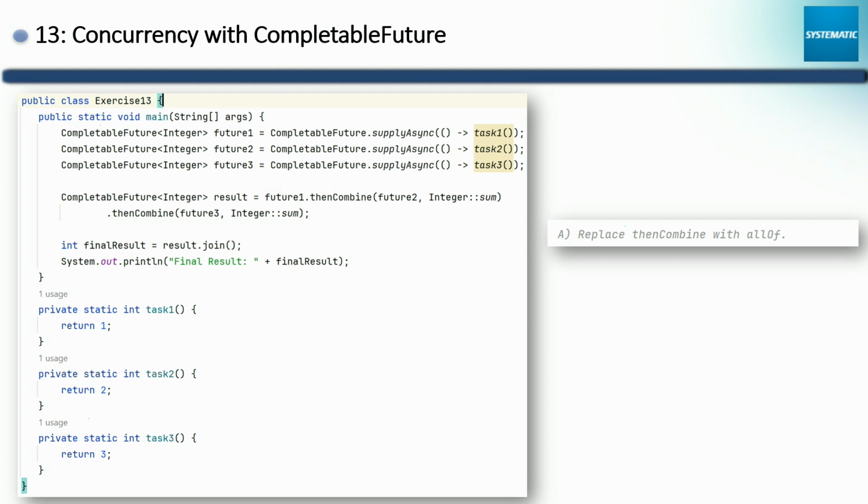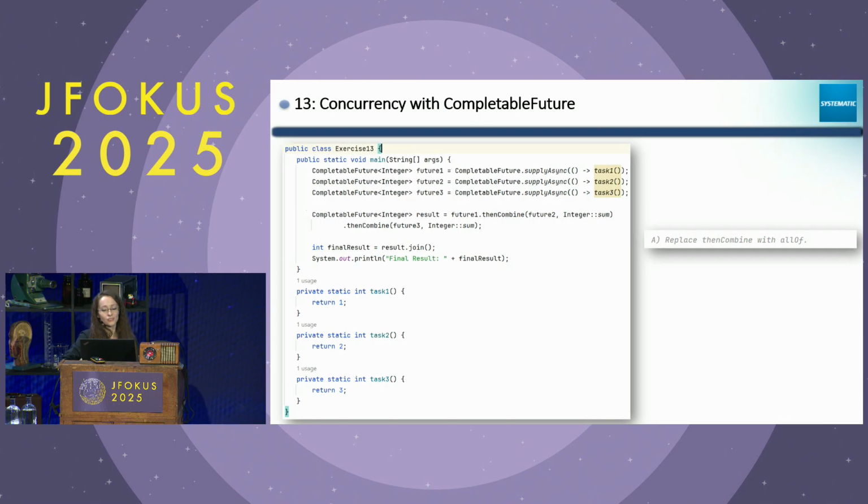Option A is correct because allOf waits for all the futures to complete, and it offers better performance than just chaining thenCombine, as you can see here on the slide. I'll also show you how it looks with allOf in a second. So instead of just chaining thenCombine, as I have in that two-line example here, we should use allOf.